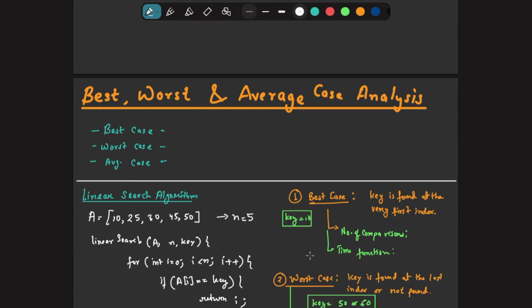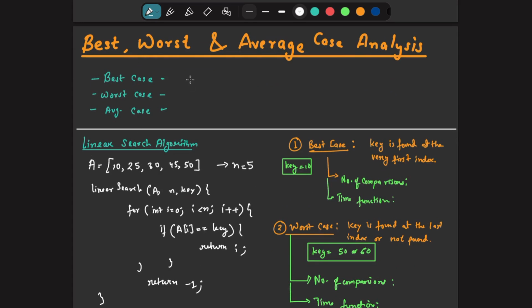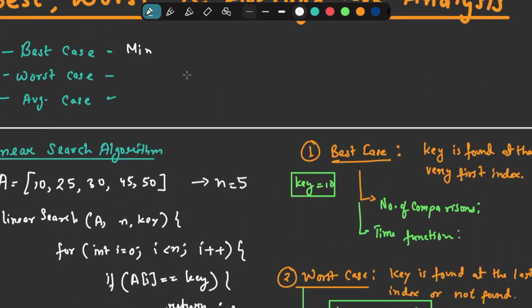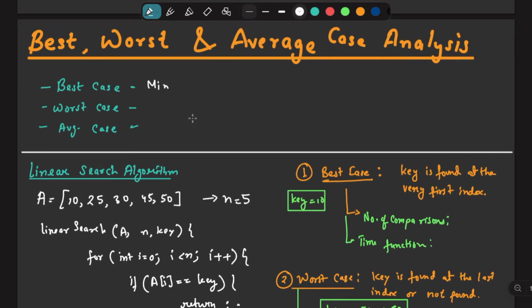So the last topic is best, worst and average case analysis. For an algorithm, the best case will be when it takes the minimum amount of time, the worst case will be when it takes maximum time, and the average case will be when it takes the expected amount of time.